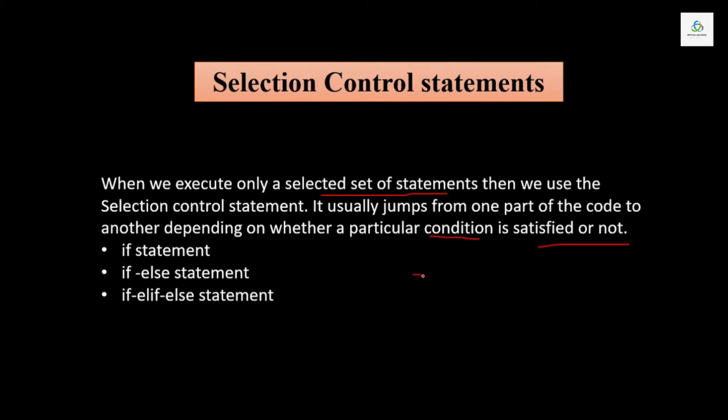Over here, I have written some block of code. If this condition is true, then this block of code will be executed. Otherwise, whatever is written after this block of code will be executed. So, we have three selection control statements: if statement, if else statement, and if elif else statement. So, let's see one by one in detail.